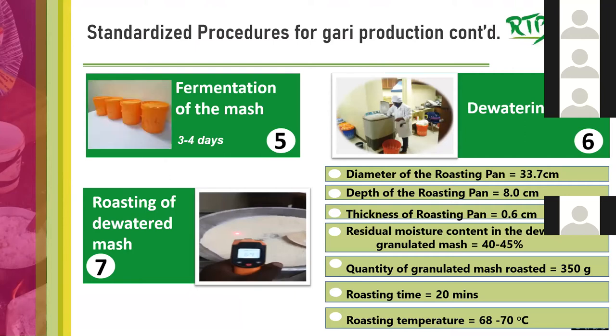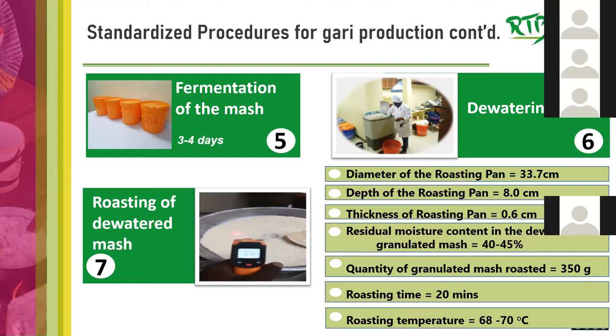And then we dewater using the laboratory devices which we designed, and then press for a certain period of time using a certain pressure. The step that we took most care over in developing the standard is the roasting of the dewatered mash. The diameter of the roasting pan is 3.7 centimeter. The depth of the roasting pan is 8 centimeter. The thickness of the roasting pan is 0.6 centimeter.